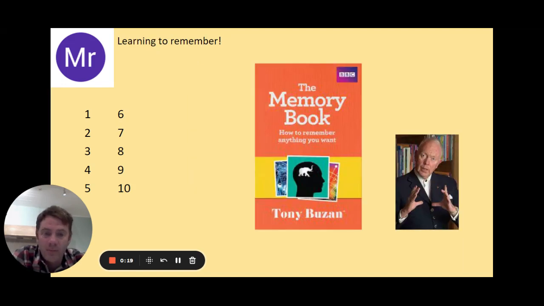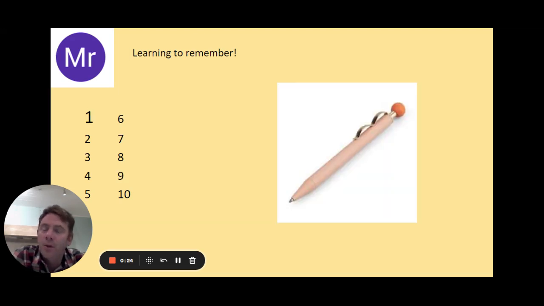None of this is my own. I've got it from a book called The Memory Book by Tony Buzan. So it's called the PEG system, and what we're going to use is an image per number. None of these are my own, remember, taken from the book.